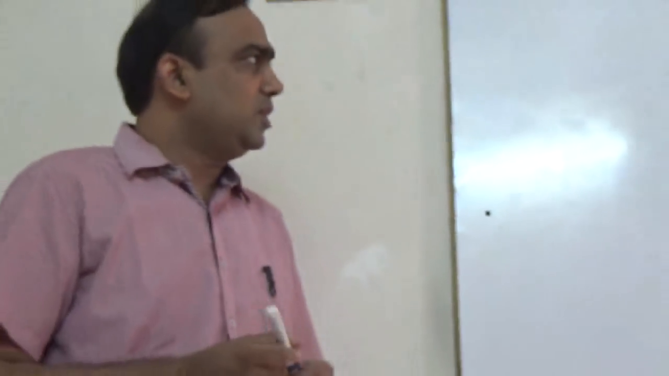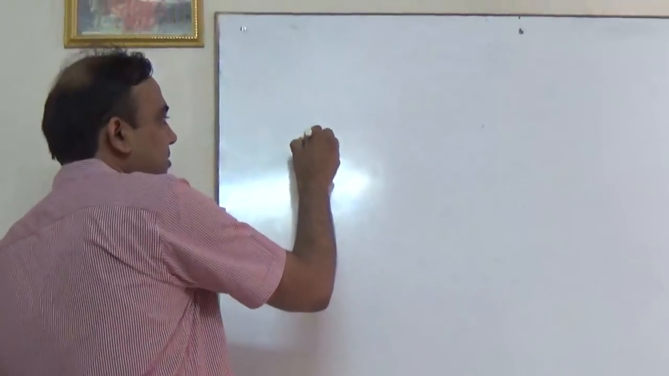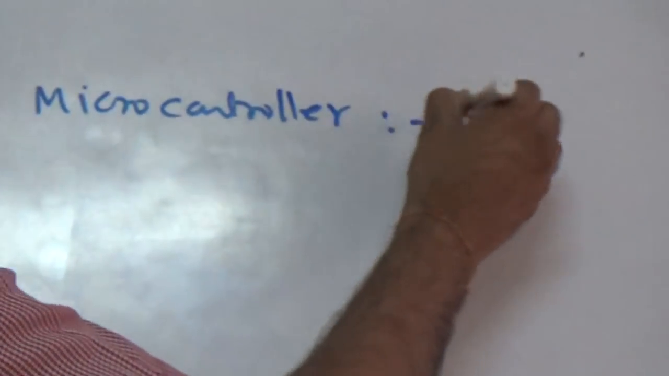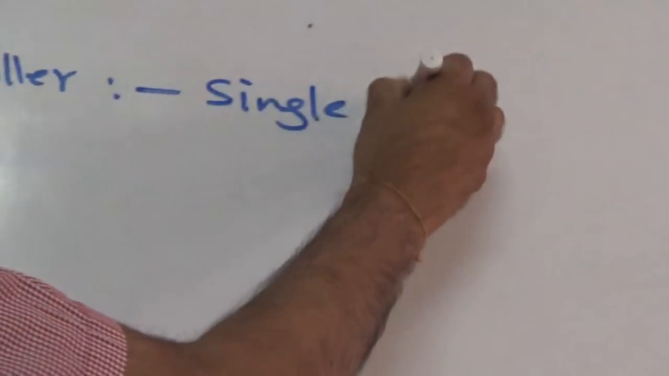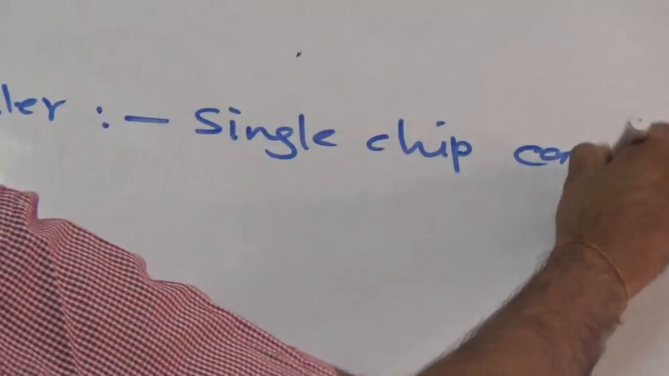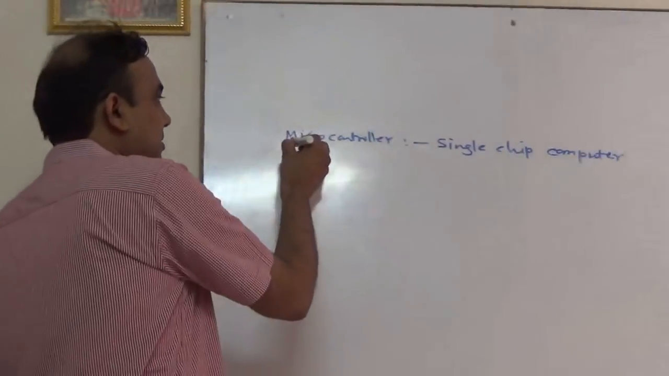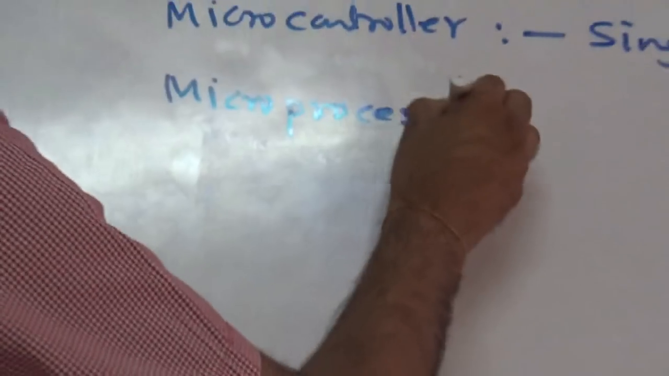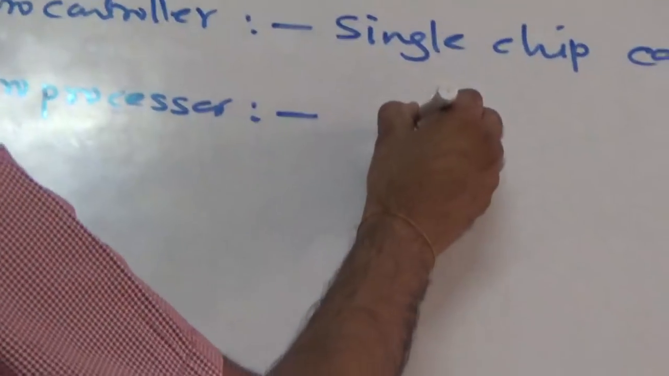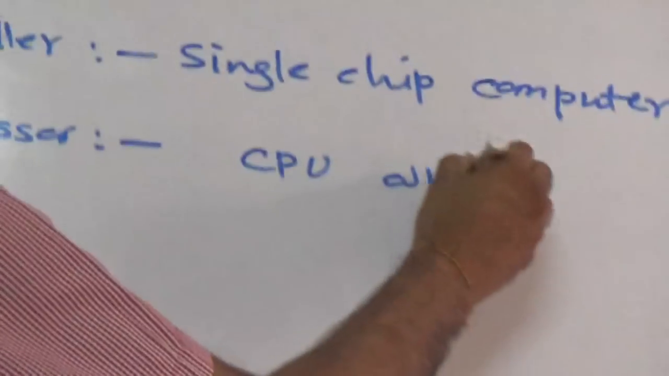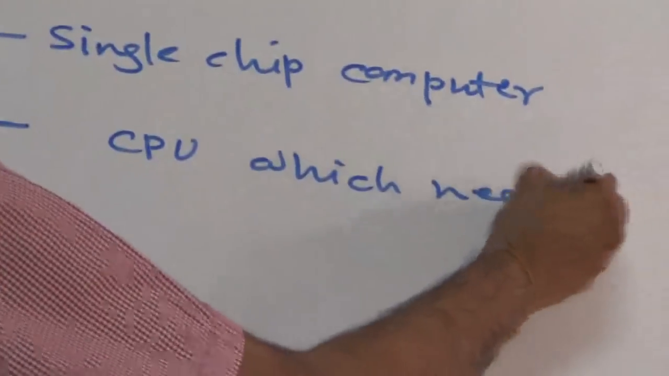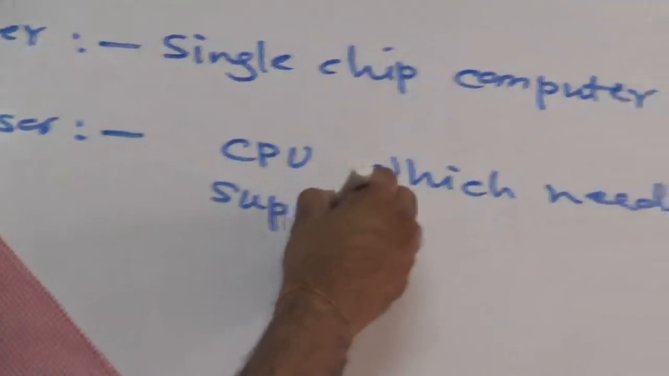The difference between microcontrollers and microprocessors. So a microcontroller, you can say, is a single chip computer. And a microprocessor is a CPU which needs supporting chips.